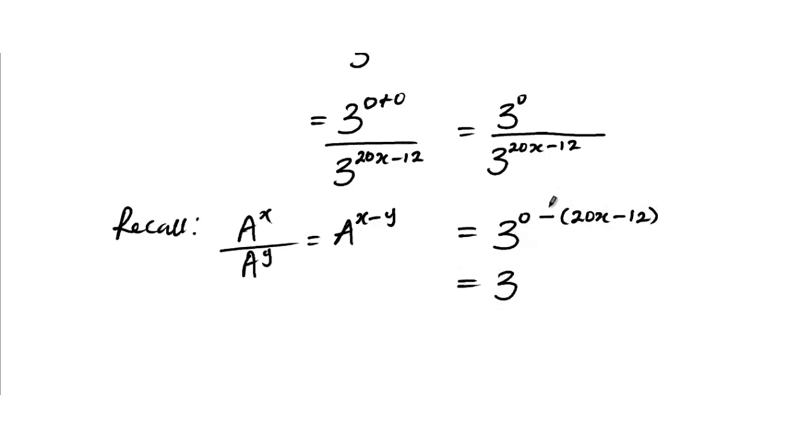So this will now give us 3 raised to power. Now this 0 doesn't make any sense. We only use this minus to open this bracket. That will be 3 raised to power minus 20x, then minus times minus, that's plus 12. So finally this will return 3 raised to power 12 minus 20x. All I did was just to rearrange this particular expression. So this is the simplified form of this particular problem.